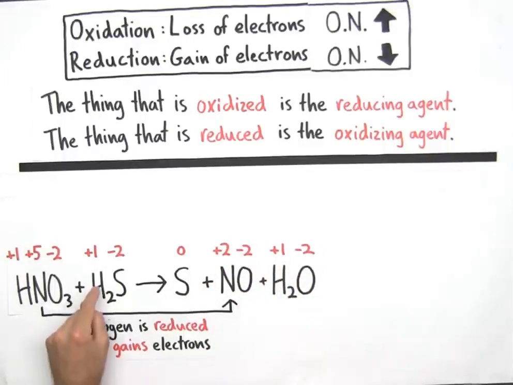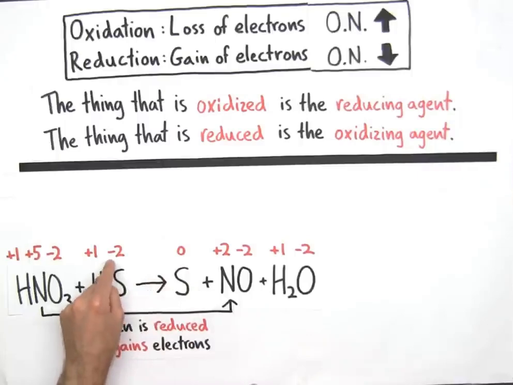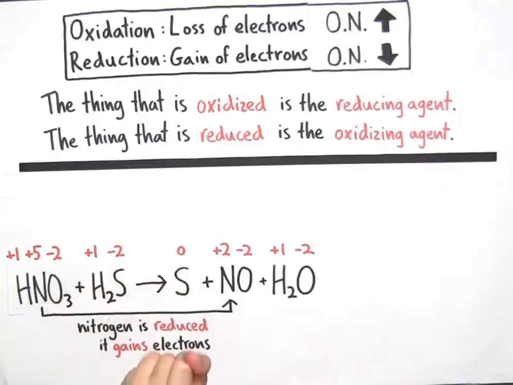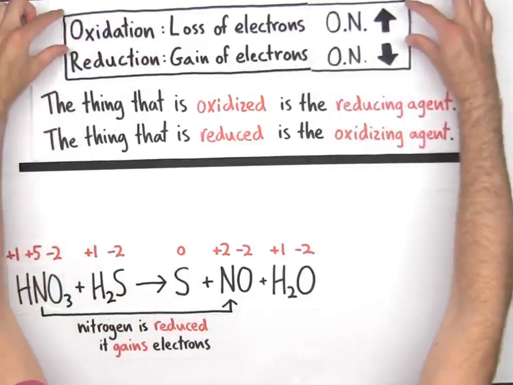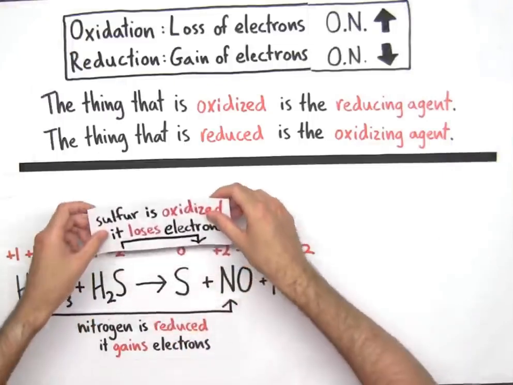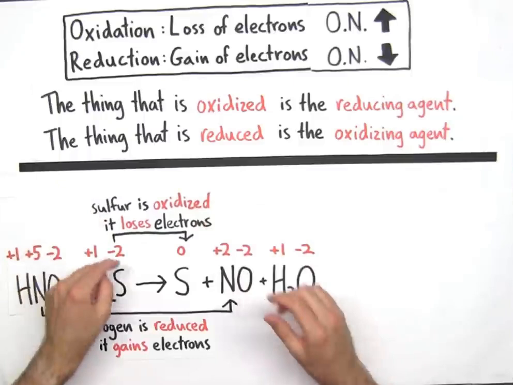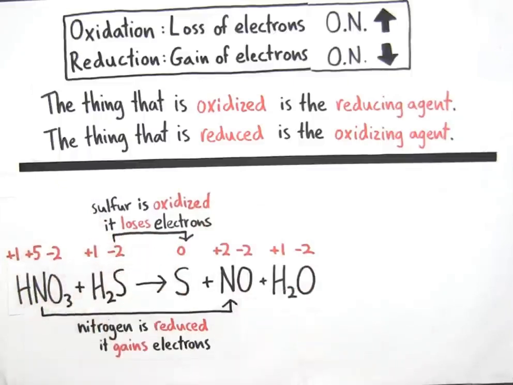Then we already looked at hydrogen, and then we have sulfur, which is -2 here. And then on the right side, it is 0. So this is changing from -2 up to 0. It's becoming less negative, which means that oxidation is taking place. Sulfur here is losing electrons. It is being oxidized from -2 to 0.